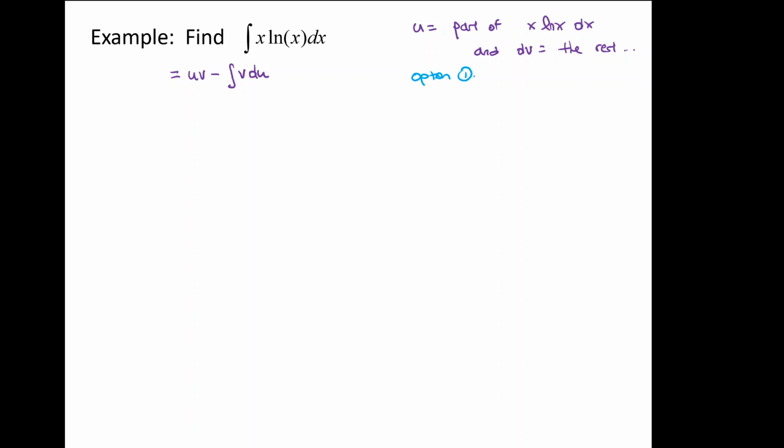Now keep in mind the dv and the dx, they always go together. The u is never going to contain dx. dv always contains the dx term. So option 1 is u equals x. dv equals everything else, ln of x dx. Option 2.